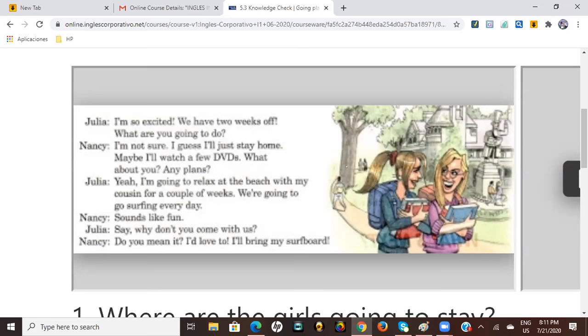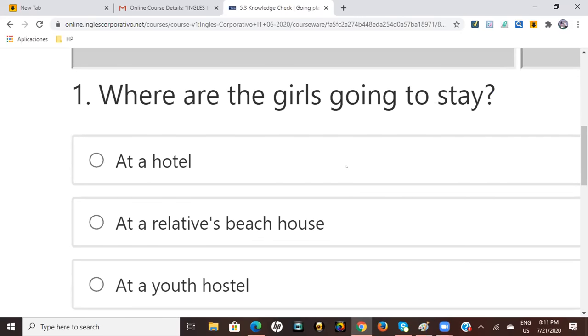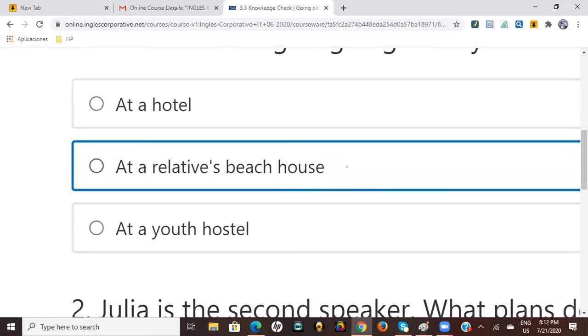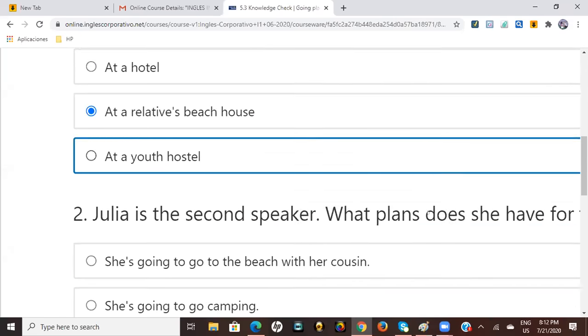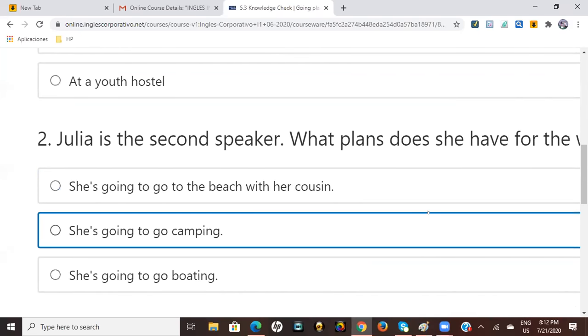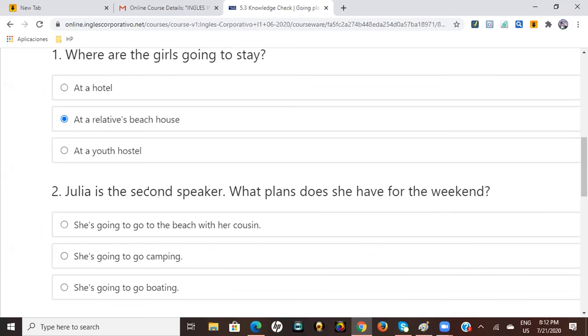No? All right, so let's check the reading comprehension. Where are the girls going to stay? At a hotel, at a relative's beach house, at a youth hostel? The second one? Okay, let's choose the second one. Second question. Julia is the second speaker. What plans does she have for the weekend? The first one? Okay, let's check the first one.